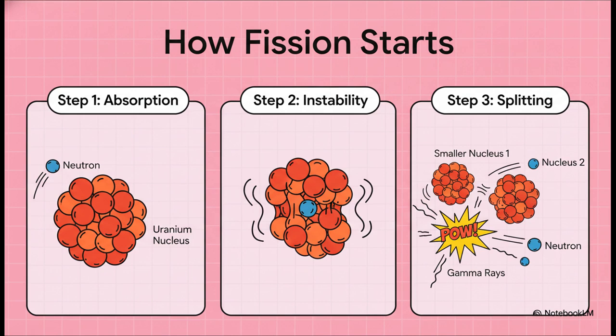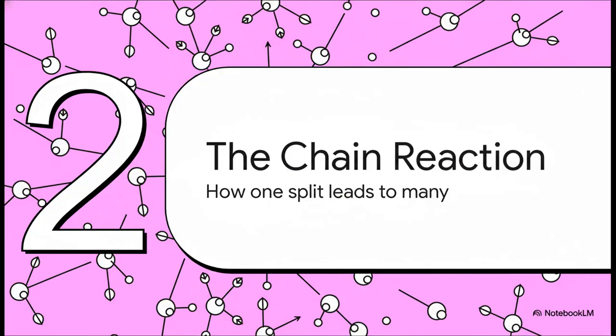But, and this is the really important part for what comes next, it also lets go of a ton of energy, some gamma rays, and crucially, 2 or 3 more neutrons. And you're going to want to remember those neutrons because they're the stars of the next part of our show. And that right there leads us perfectly into our next topic, the chain reaction.